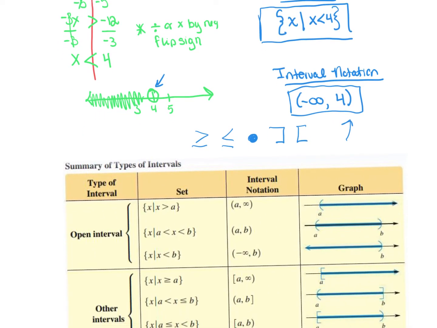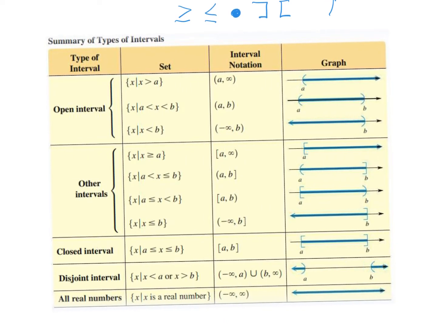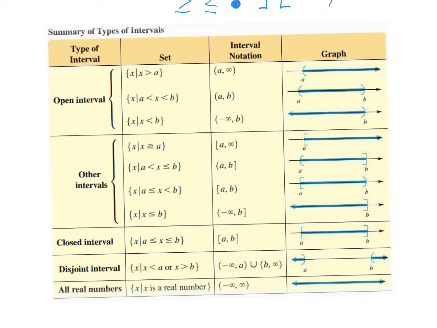What I just wrote in blue is summarized down here, where we can write things in interval notation, in set builder notation, and we can use brackets or we can use parentheses. So we're going to use that throughout the rest of the notes as we answer our problems.